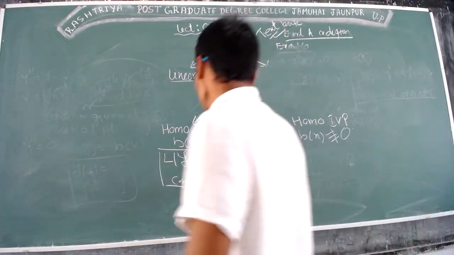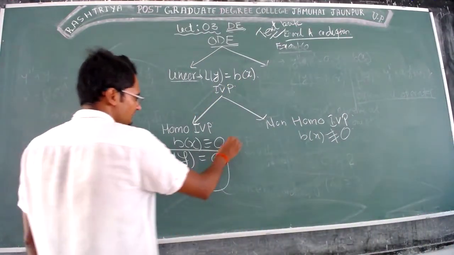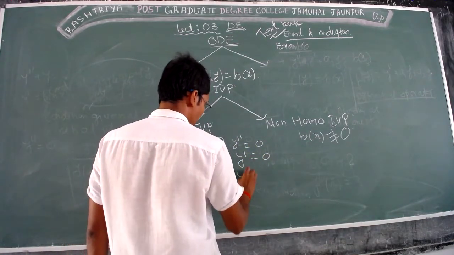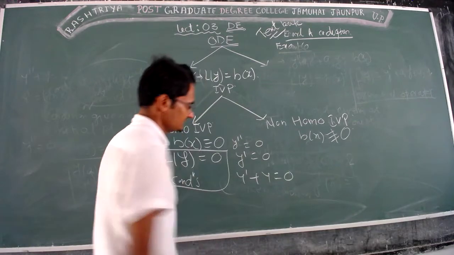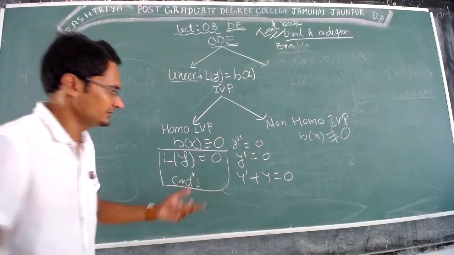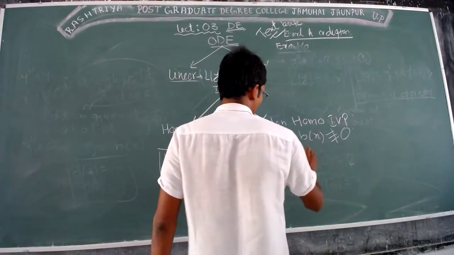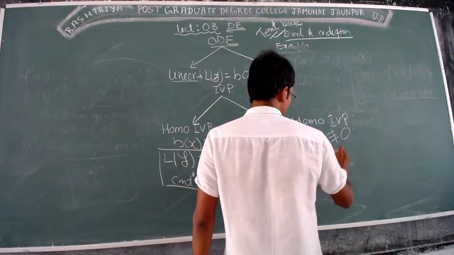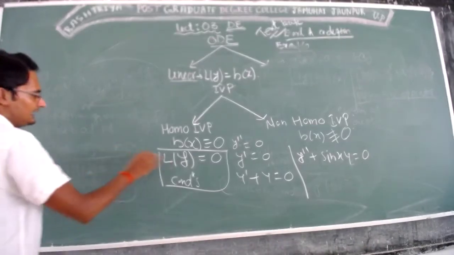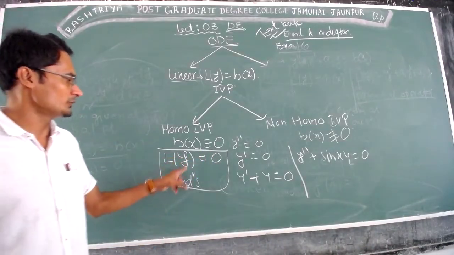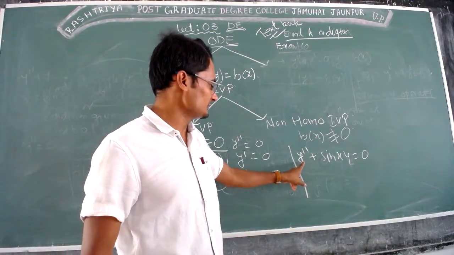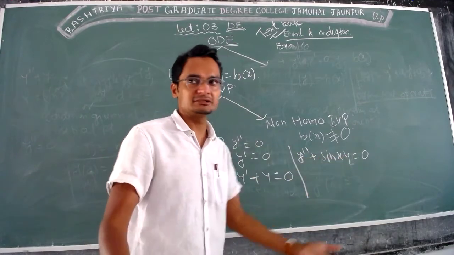Now, for example, tell me where Bx is equal to 0: simply y'' + y' is equal to 0, or y'' + y is equal to 0. See, the separate function of x should be 0. Another example: y'' + sin x y is equal to 0. Homogeneous means Ly is equal to 0, meaning if you put y equal to 0, the whole equation should be 0. If you put y equal to 0 here, this will be 0, this will be 0, so this is homogeneous.